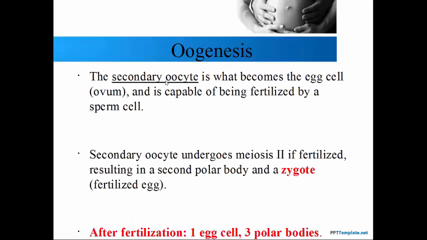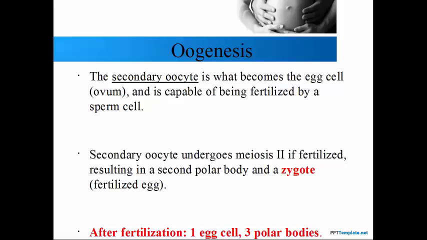Now, it's the secondary oocyte that will become the egg or the ovum that is capable of being fertilized by the sperm cell. This is what is released each month when a woman has her period, a secondary oocyte. Now, that secondary oocyte undergoes meiosis too if it is fertilized, resulting in a second polar body and also the zygote, or the fertilized egg.